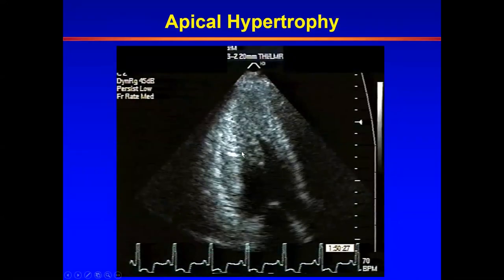Apical hypertrophy is shown here, and here we've used a high-frequency transducer. So that transducer gives you a lot of details of the myocardium close to the transducer location here, and you can appreciate the presence of hypertrophy, but with higher frequencies, we do not see that well the far field, which is okay for the objective of this case.